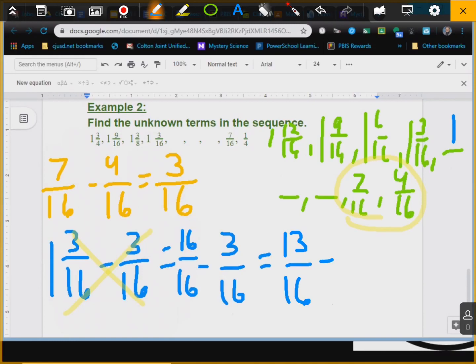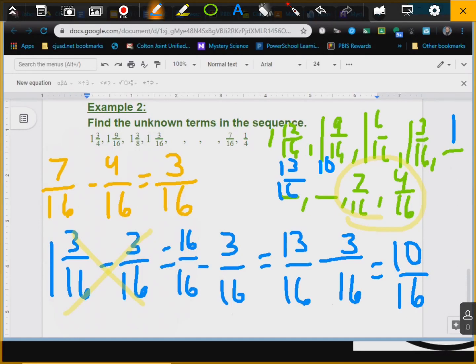And I take that number, that's my second term, 13 over 16. I take that number and I subtract 3 over 16 to get me 10 over 16. And that is my final number.